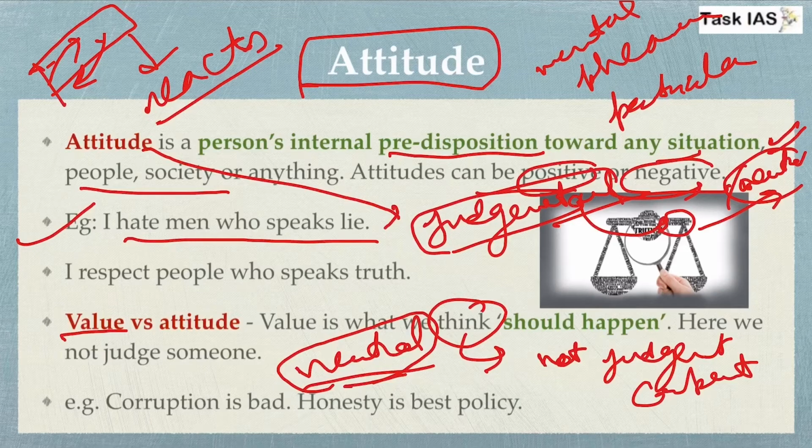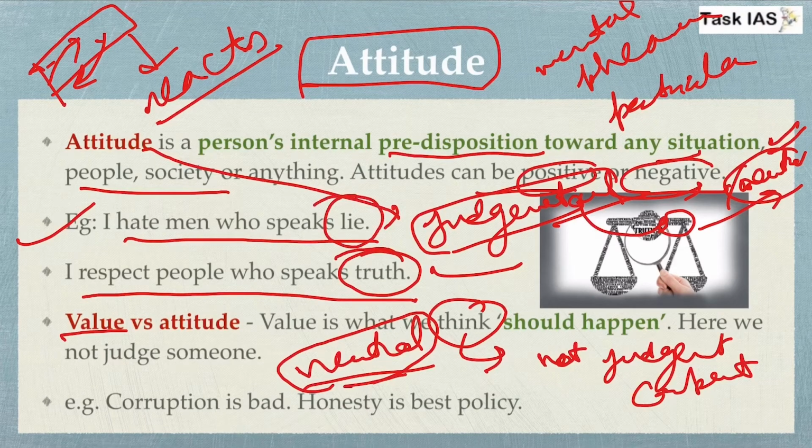For example, I respect people who speak truth. Here there is some judgment regarding truth, because he considers that truth is good. Here he considers lie is bad. Here corruption is bad, honesty is the best policy. But here it shows value because he is not targeting anyone. He is not saying that I respect this person or that person. So I think you have cleared these words. If you have not, then look again, because these terms initially confused me. That's why I am explaining to you.